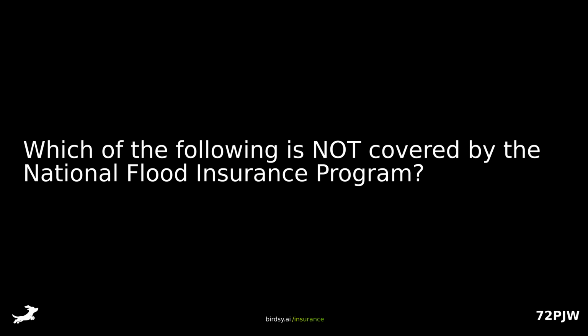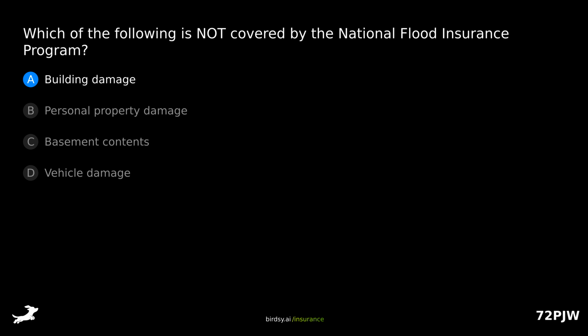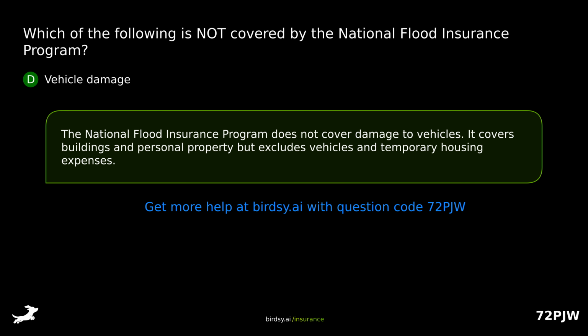Which of the following is not covered by the NFIP? Is it A, building damage, B, personal property damage, C, basement contents, or D, vehicle damage? The answer is D, vehicle damage. The National Flood Insurance Program does not cover damage to vehicles. It covers buildings and personal property, but excludes vehicles and temporary housing expenses.